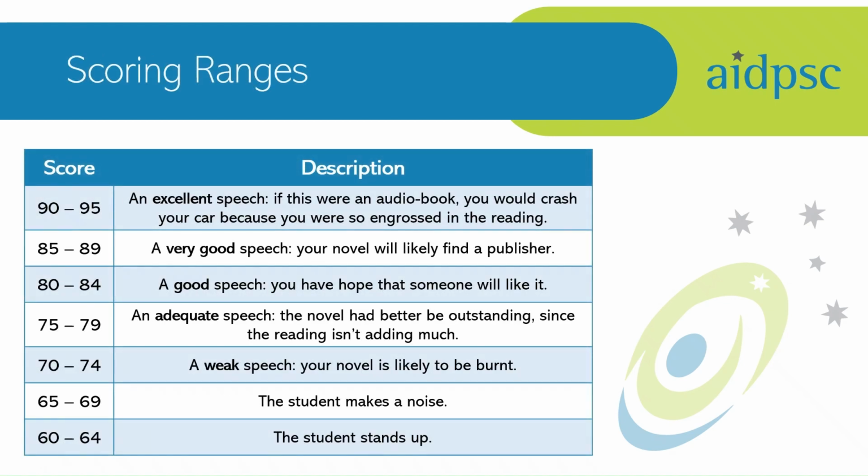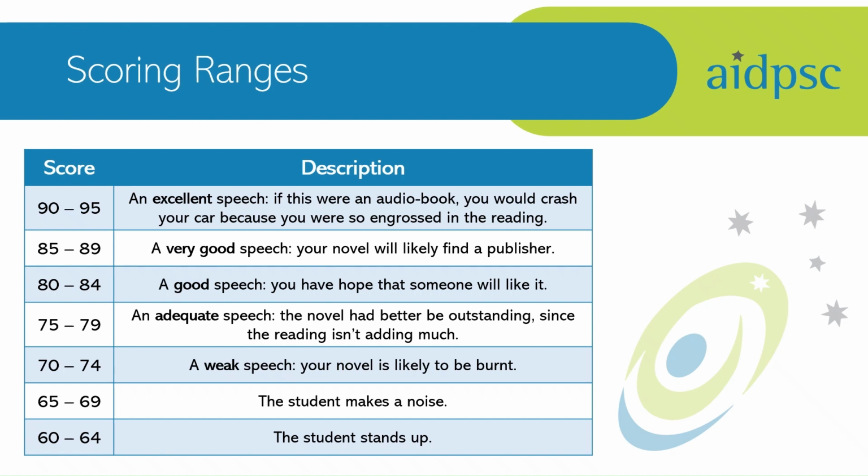Again, within the scoring criteria, a 60 is given if the student stands up, 65 if they make a noise, and 70 if they present a reading. A score between 70 and 74 would indicate a weak speech. If this person were reading a novel, then it's probably not going to get taken up and more likely going to be burnt. A score of 75 to 79 indicates an adequate speech. The novel itself had better been outstanding, since the reading really didn't add much.